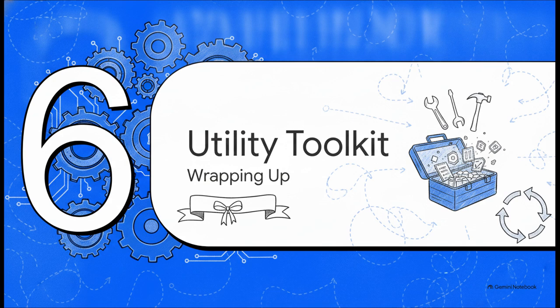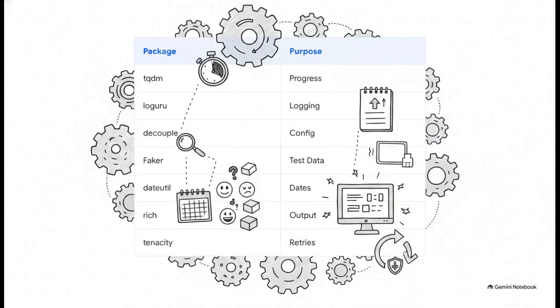And finally, Section 6, the Complete Utility Toolkit. Time to wrap up our ecosystem block. As we officially close out this incredible 7-part utilities block, just take a step back and look at the comprehensive toolkit we've carefully built here. We started with tqdm for visible progress, moved to Loguru for logging, Python decouple for config, Faker for test data, python-dateutil for dates, Rich for gorgeous terminal output, and now Tenacity for automatic retries. Each one of these individually solves a specific everyday Python challenge perfectly, giving you a remarkably complete toolkit for real-world development.